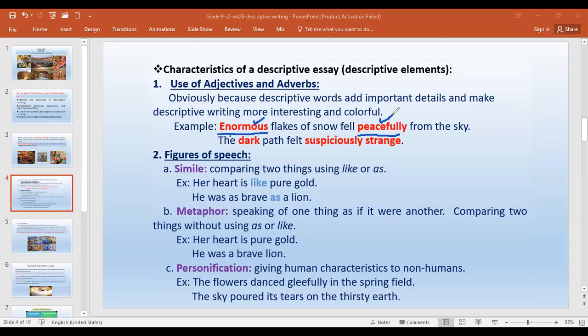An adverb adds more meaning to either a verb or an adjective. And the second sentence, the path was dark. That's not enough. The dark path felt suspiciously strange. I added 2 adjectives and 1 adverb. How strange was it? It was suspiciously strange. This is how you make something more descriptive. Okay, thank you, Sarah.